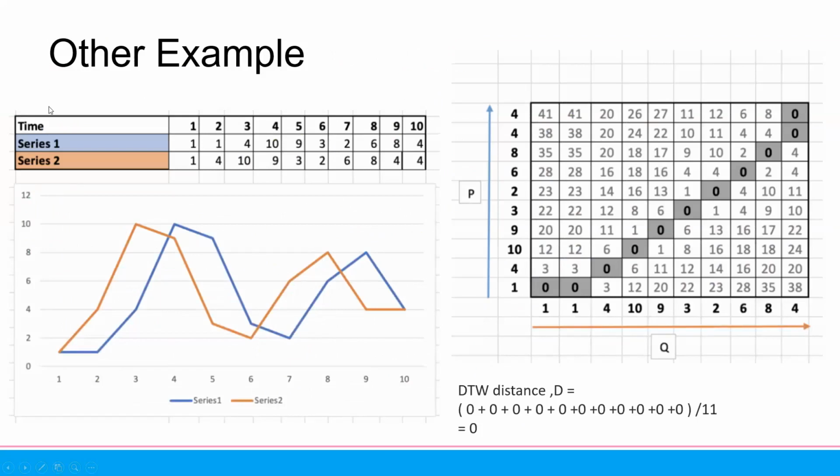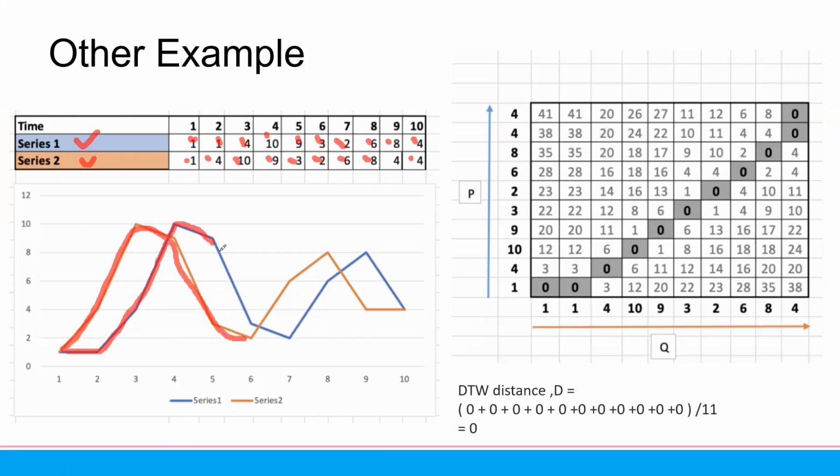Now let's suppose we have another example. This is another series. This is the series 1 and this is the series 2. The series 1, we have 1, 1, 4, 10, 9, 3, 2, 6, 8, 4. And then the series 2, we have 1, 4, 10, 9, 3, 2, 6, 8, 4, and 4. Now we can plot it. So the series 1 is the blue, and series 2 is the orange.